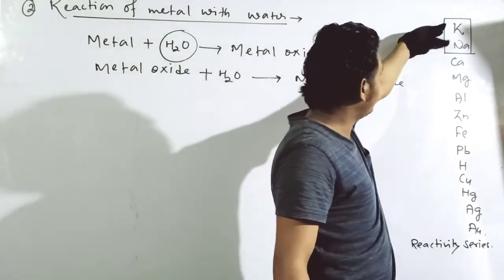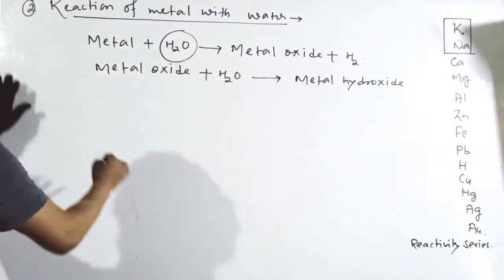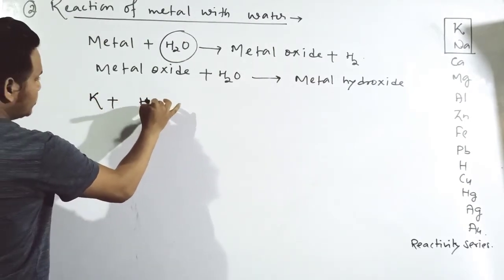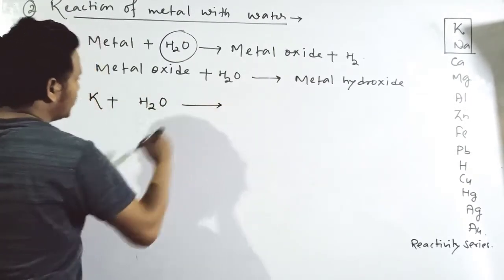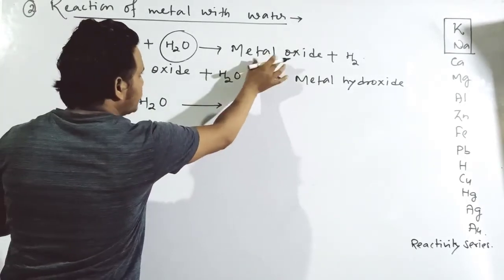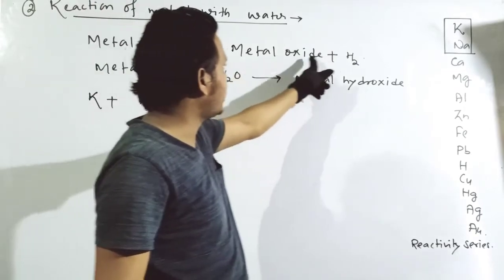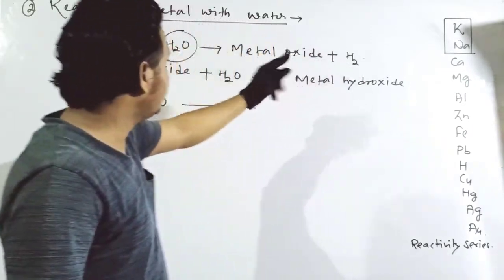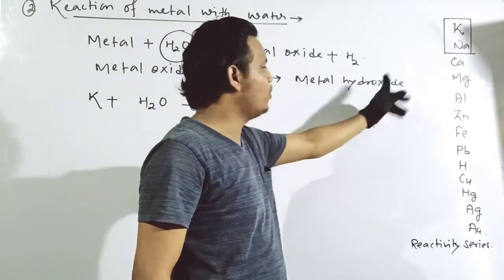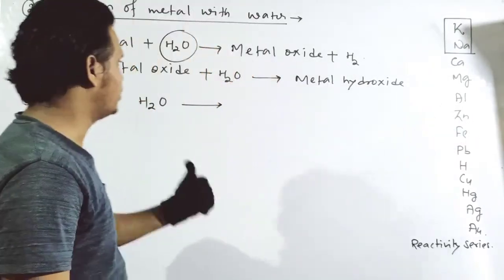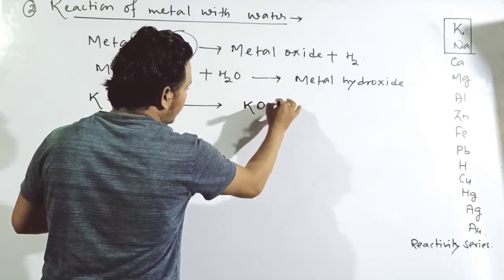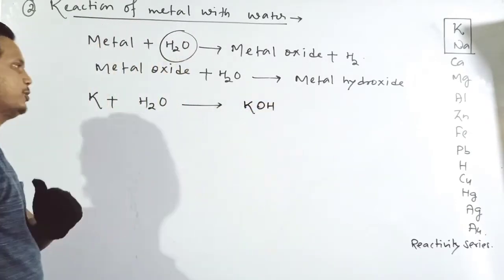So take the first two metals, potassium and sodium. Potassium reacts with water. What will be the product? Potassium reacts with water to form metal oxide, meaning potassium oxide, and hydrogen. Again, potassium hydroxide is water soluble, so they form metal hydroxide, potassium hydroxide. So the final product will be KOH, potassium hydroxide.